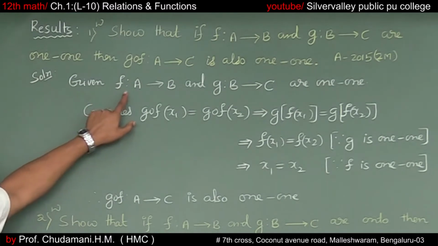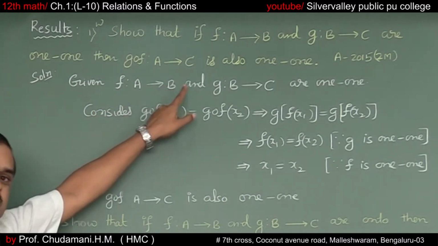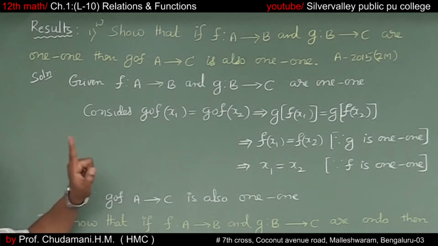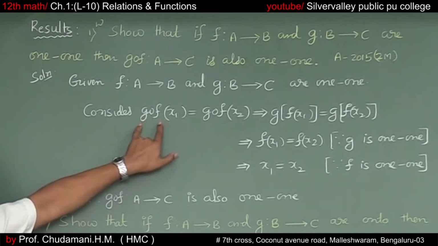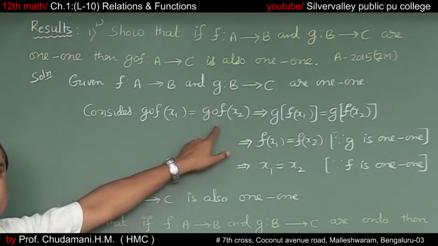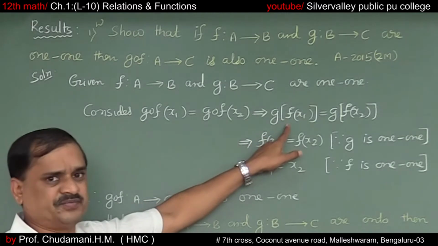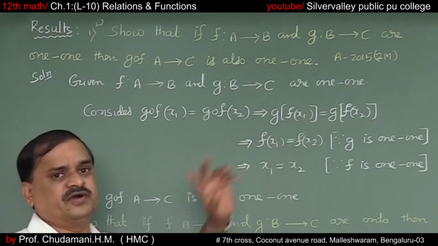Solution: given f from A to B and g from B to C are 1-1 functions. f is 1-1 means if f of x1 equals f of x2 implies x1 equals x2. g is 1-1 means g of x1 equals g of x2 implies x1 equals x2. Agree? Now consider g o f of x1 is equal to g o f of x2. This can be written as g of f of x1 and this is g of f of x2.